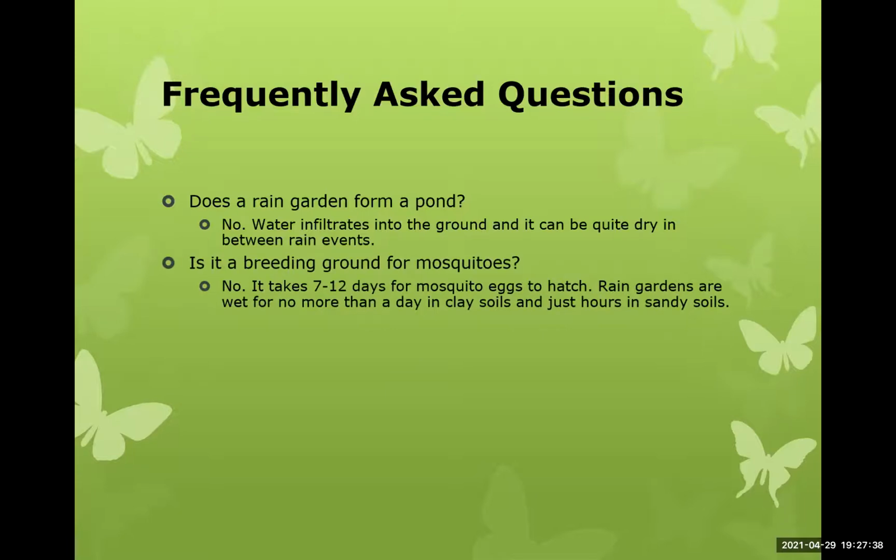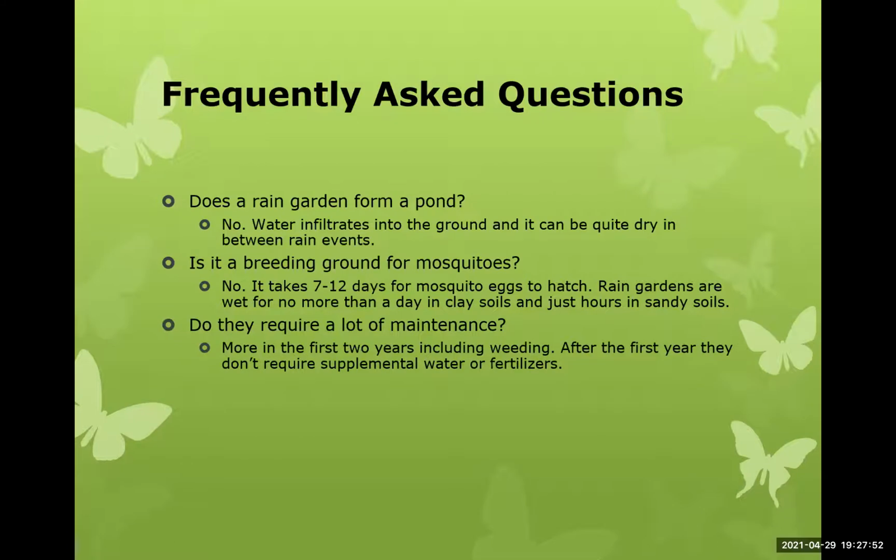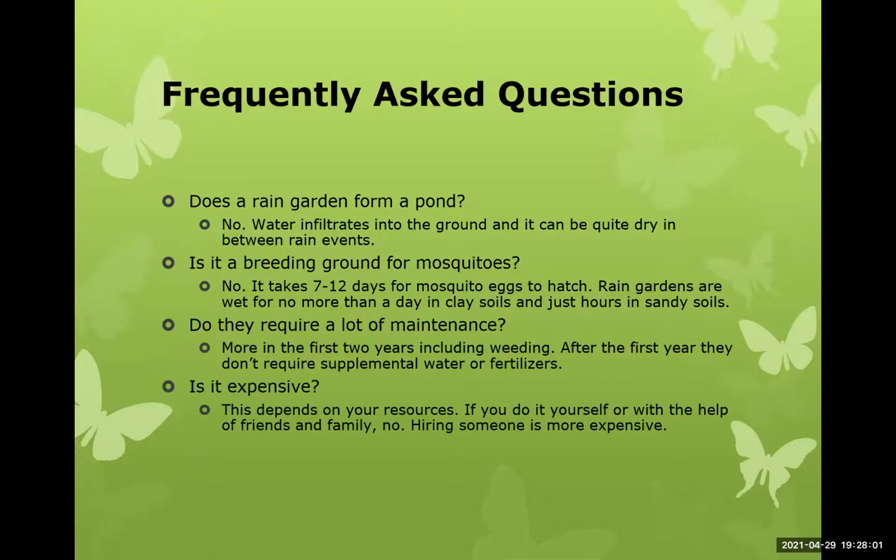Is it a breeding ground for mosquitoes? No, because it takes 7 to 12 days for mosquito eggs to hatch, and the rain garden doesn't have water in it for that long. Does it require a lot of maintenance? Well, it depends what you think of as a lot of maintenance. Some people don't want to do any weeding. Some people love to weed. And then, is it expensive? That of course is dependent on each person. It depends on your resources, if you do it yourself or if you hire somebody to do that.